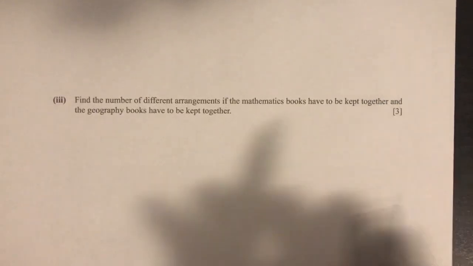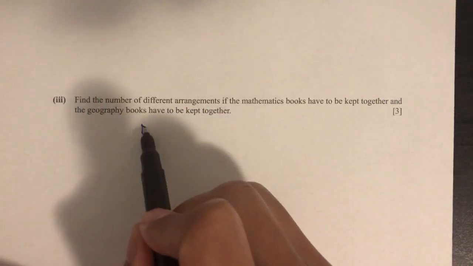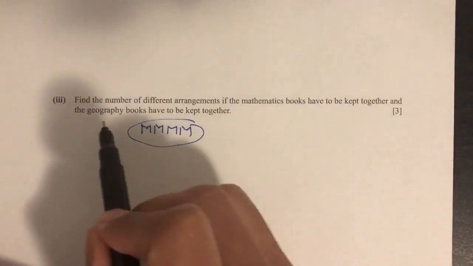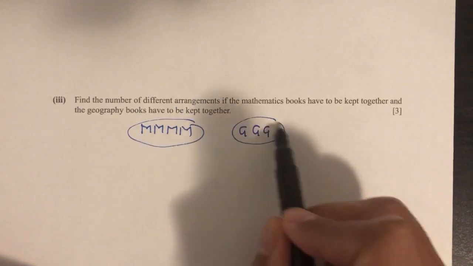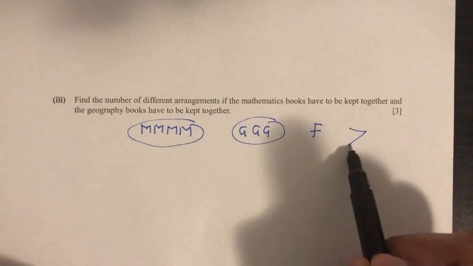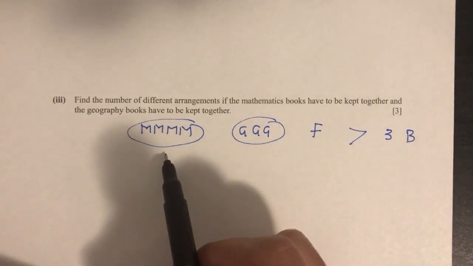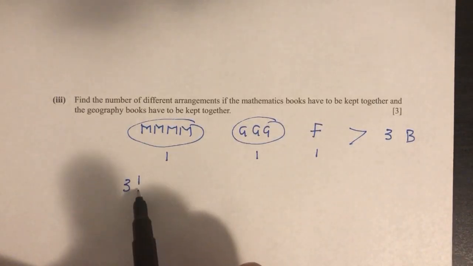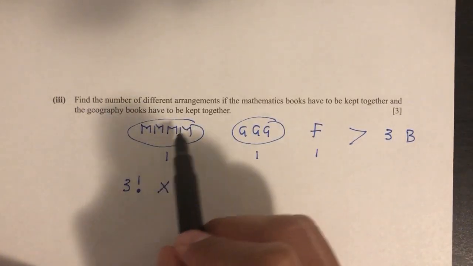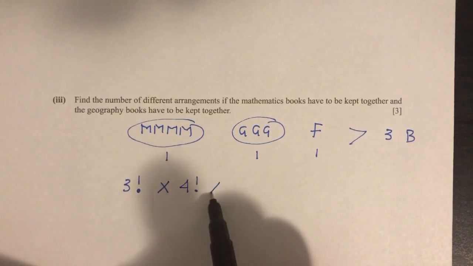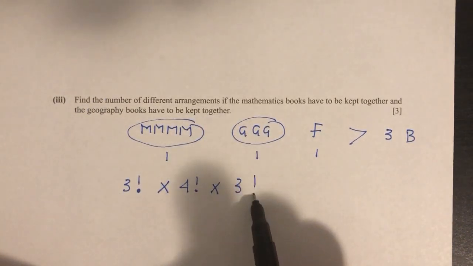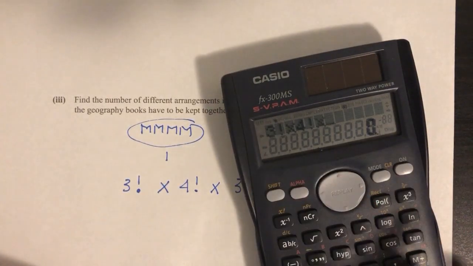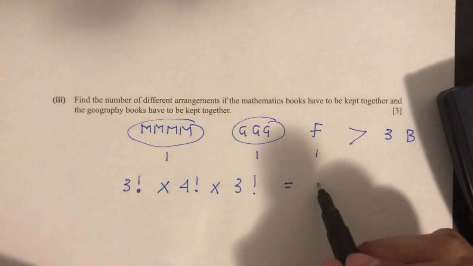Now for part 3, find the number of ways if the math books, M, are to be kept together, and the geo books, so we have 3 geo books and 1 French. Let's think about the math books as 1 group. So we have 3 groups in total, so we have 3 factorial ways. Now we can arrange the math books among themselves, that will be 4 factorial ways, and the geo books among themselves, that will be 3 factorial ways. So the answer will be 3 factorial times 4 factorial times 3 factorial. That will be 864.